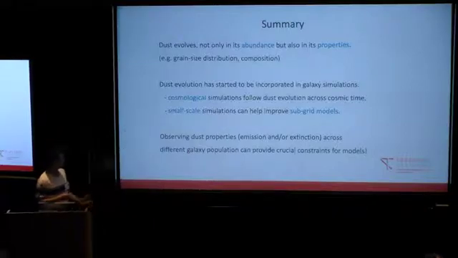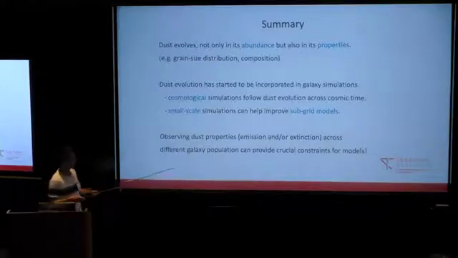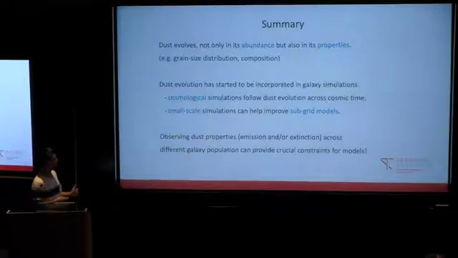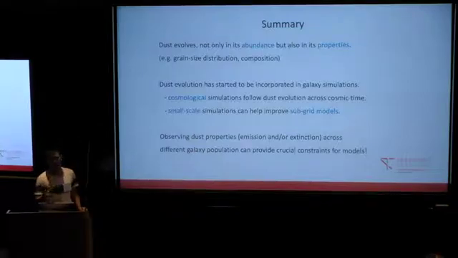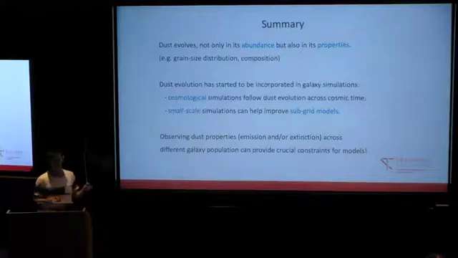And also observational data of dust properties, both in the thermal emission or even in the extinction curves for different galaxy populations in different environments. For example, at low metallicities, we know that dust properties change, the extinction properties change. And this can provide a very crucial constraint for models, and we can compare the simulation to observations.